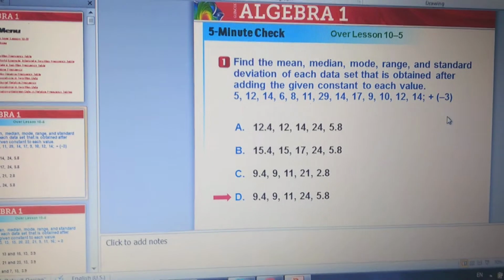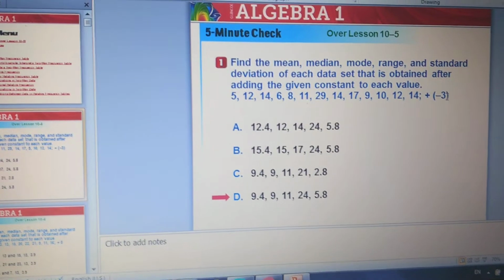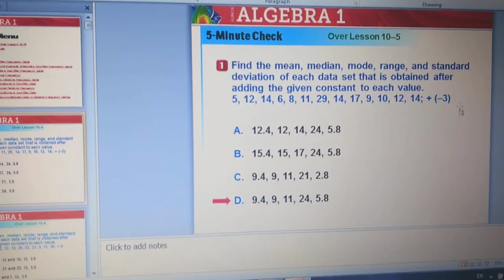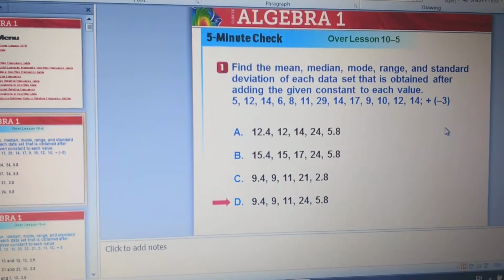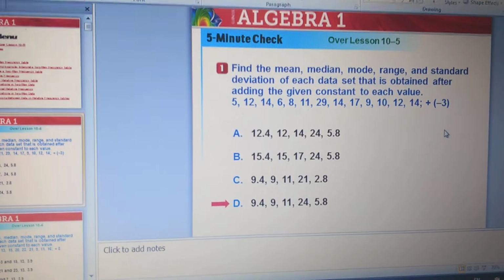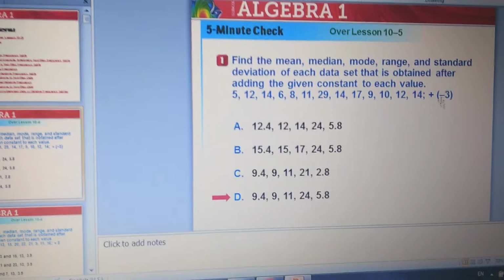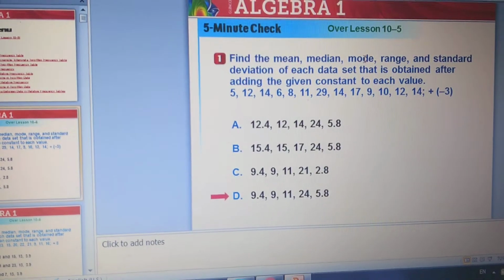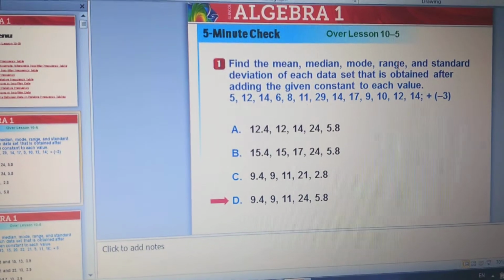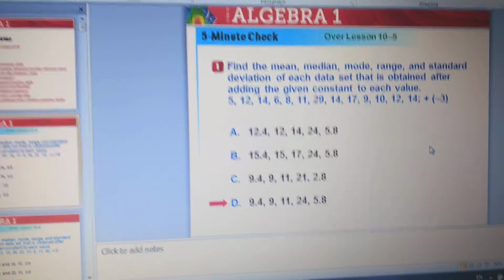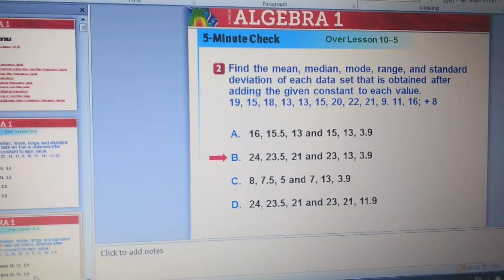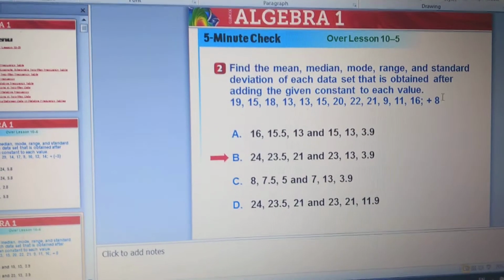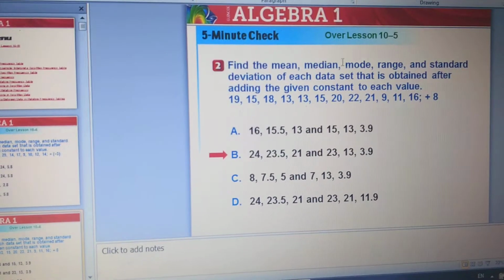Of course, I will add -3. Adding -3 is the same as subtracting 3. As we said last lesson, when we add or subtract, only mean, median, and mode will change. Range and standard deviation will stay the same. In this example, I will add 8 to what? To mean, median, and mode.